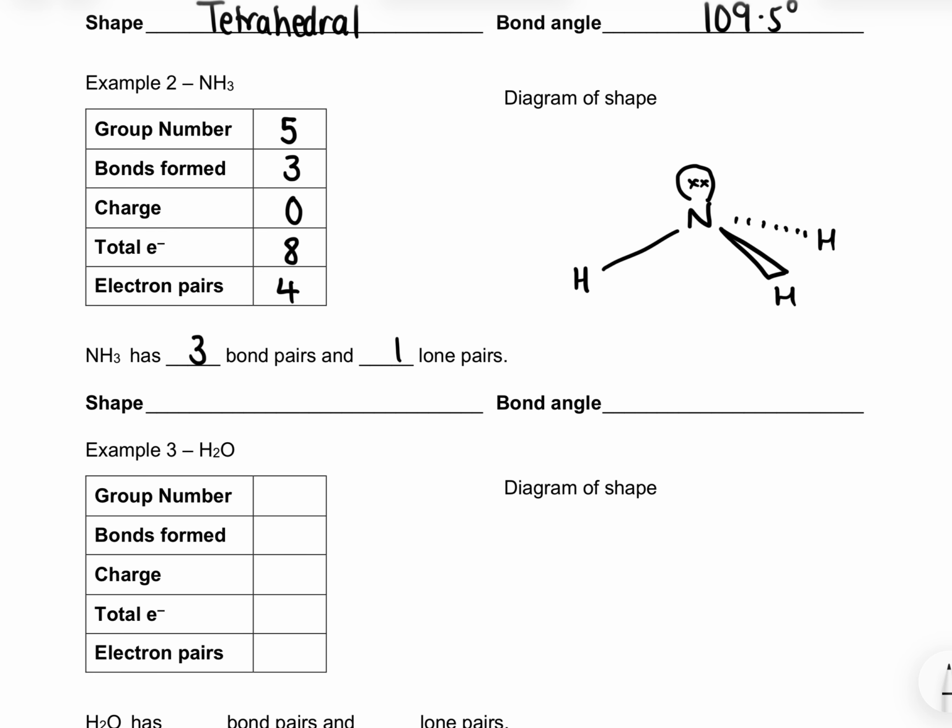So we've got 3 bond pairs and 1 lone pair. So now instead of being a tetrahedron, it's a pyramid. So it's pyramidal. And instead of being 109.5, remember we're going to do 109.5 minus 2.5 equals 107 degrees, because the lone pair repels more than the bond pairs.